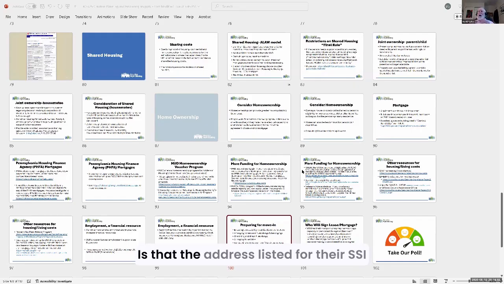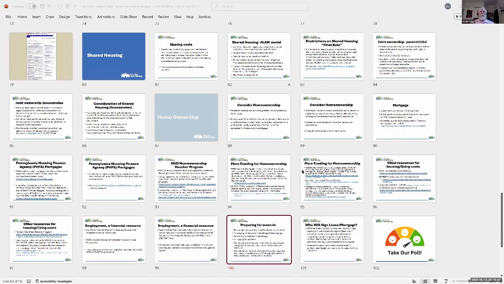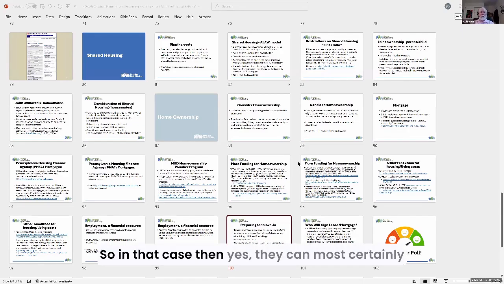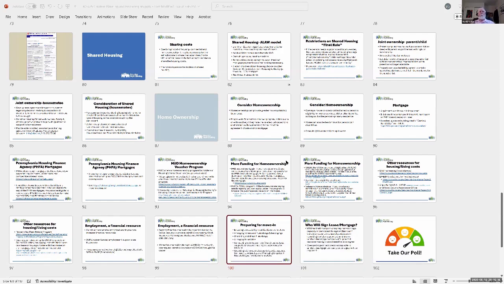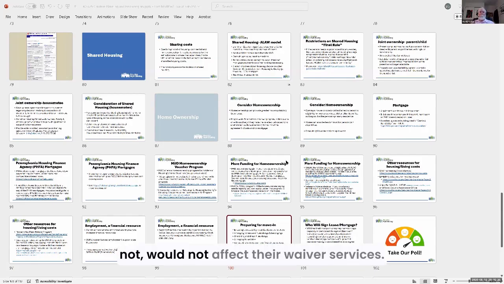Is that the address listed for their SSI benefits or their Social Security benefits? If they pay taxes, do they list that as their home address? So in that case, then yes, they can most certainly own a property, and it would not affect their waiver services.